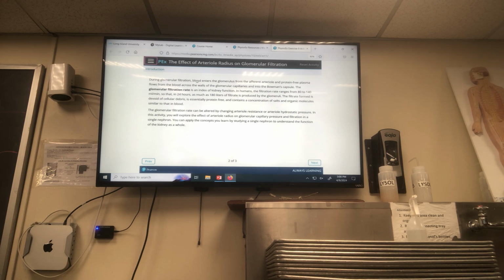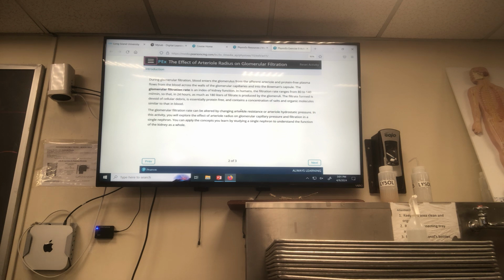During glomerular filtration, blood enters the glomerulus from the afferent arteriole, and protein-free plasma flows from the blood across the walls of the glomerular capillaries and into the Bowman's capsule. The glomerular filtration rate, GFR, is an index of kidney function. In humans, the filtration rate ranges from 80 to 140 milliliters a minute, so that in 24 hours, as much as 180 liters of filtrate is produced by the glomeruli. The filtrate is devoid of cellular debris.